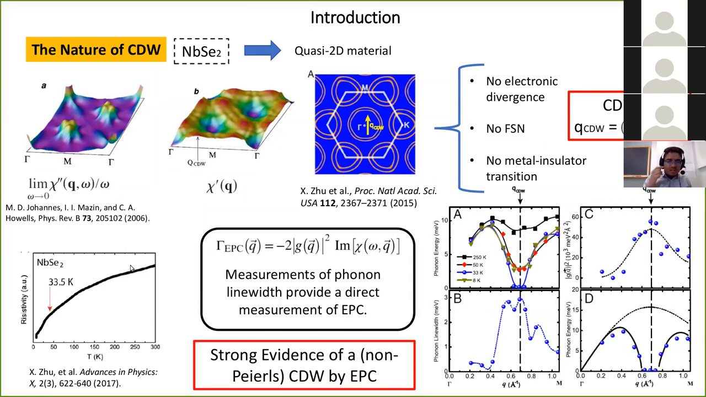So the common belief for this kind of material is that, from electron-phonon coupling measurements by the phonon line width, they see a very large electron phonon coupling for exactly the same wave vector that gives the CDW. So they believe that you have a momentum dependent strong electron phonon coupling in this kind of systems, but it's not a conventional type. So even for this kind of systems that you have strong electron phonon coupling, someone needs to understand better the nature of the charge density wave.